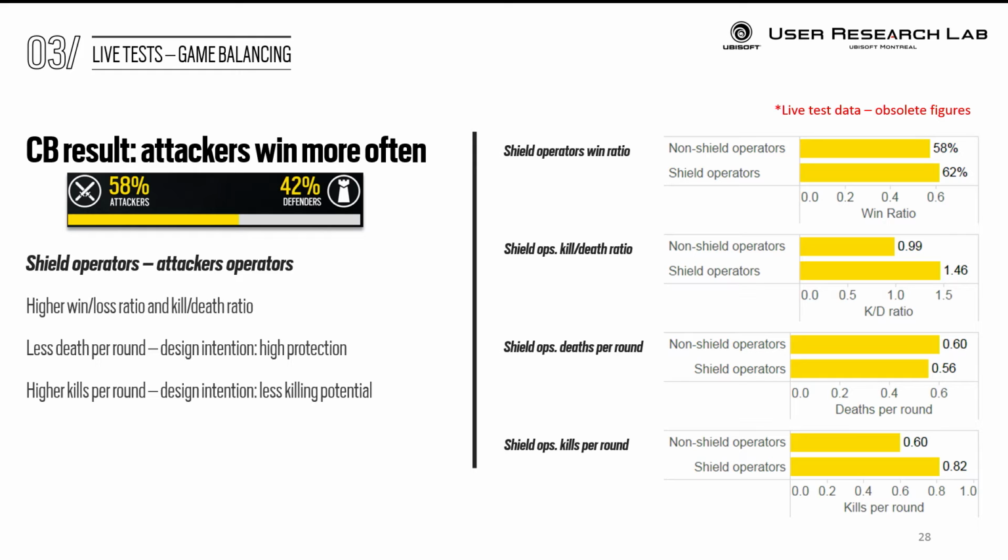The shield operators had a much bigger kills per round ratio versus the non-shield operators. And so the less killing potential trade-off wasn't really the case here. So we were able to take that back to the dev team, and we made a decision to reduce the killing potential of those operators by reducing the accuracy of their weapons. And again, this really was a game changer in terms of gameplay and game balancing for Siege.